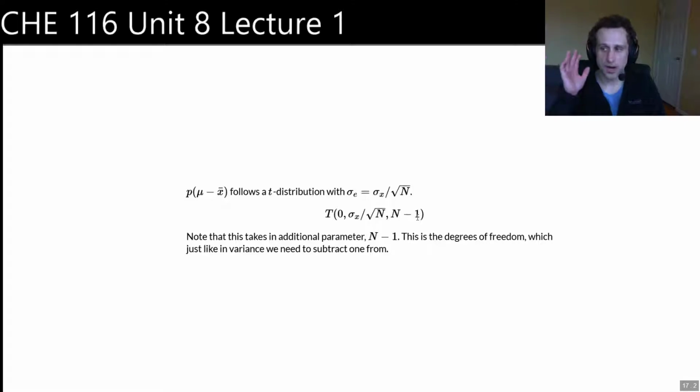Now, if you knew the population standard deviation, if you knew sigma, then you don't need this t-distribution. You can just use the normal distribution with sigma here. But if you have to estimate both the sample standard deviation and the sample mean, then you have to use this t-distribution. You have this extra parameter.